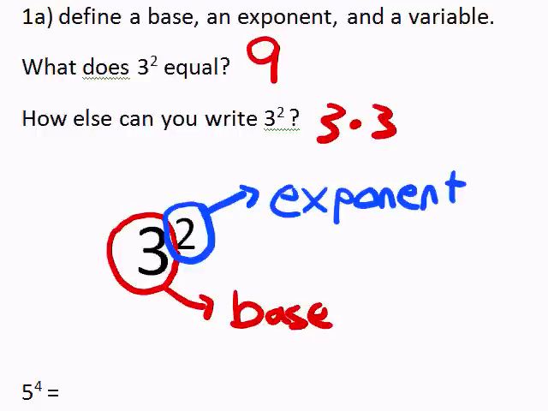Let's look at an example. How else could you write 5 to the 4th? To do that, you need to identify the base and the exponent. Your base is 5, and your exponent is 4. So, we take our base, notice 3 squared, so you took 3 times 3. We're going to take our base, which is 5, and we're going to multiply it by itself 4 times. 5 times 5 times 5 times 5. So the 4 tells us how many times to multiply the 5 by itself.